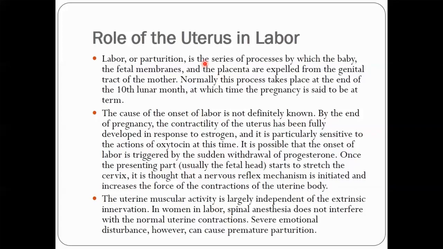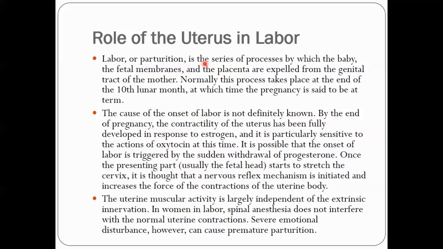Role of the uterus in labor. We said last time that the function of the uterus is to receive the incoming fertilized ovum from the uterine tube. And we said the ampulla of the uterine tube is the site of fertilization of the ovum. We said the uterus is the recipient site where implantation occurs in the upper part of the posterior surface of the endometrium, of the posterior surface of the uterus within the endometrium.